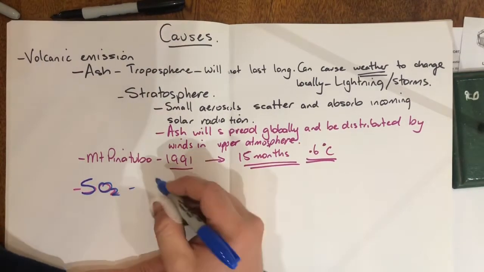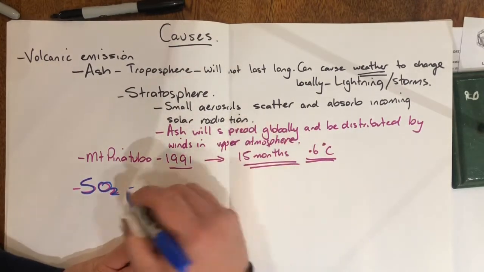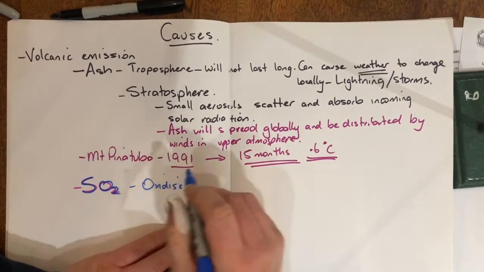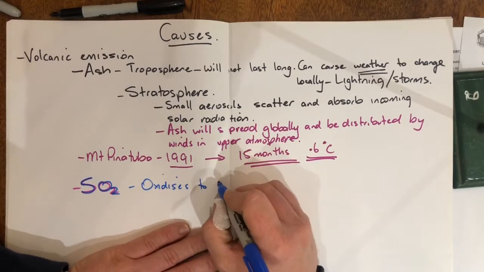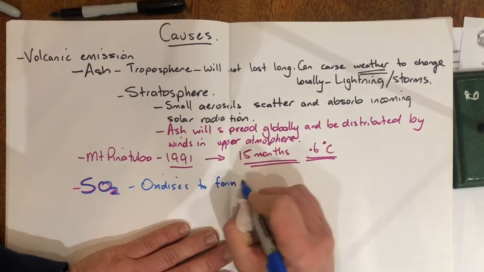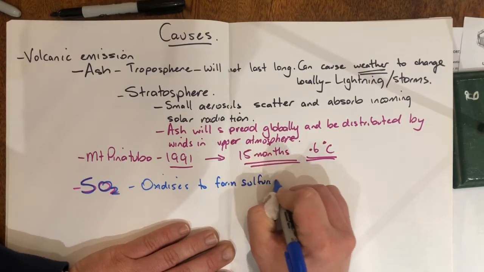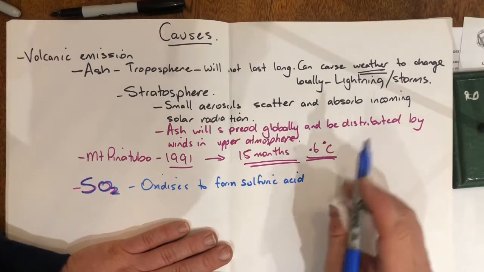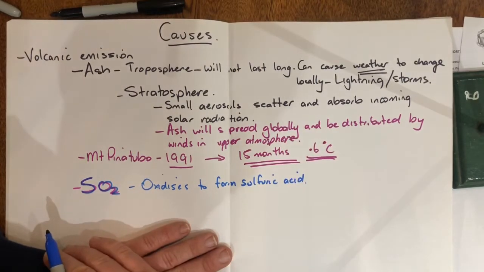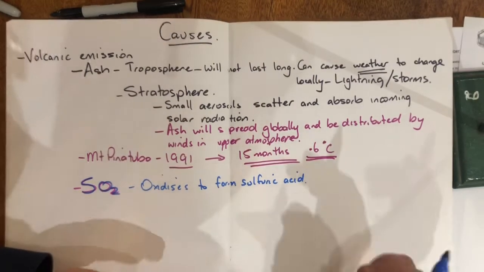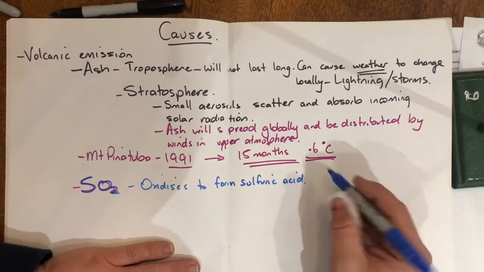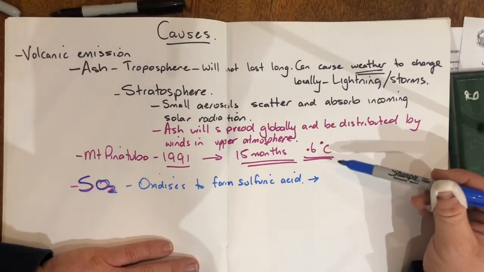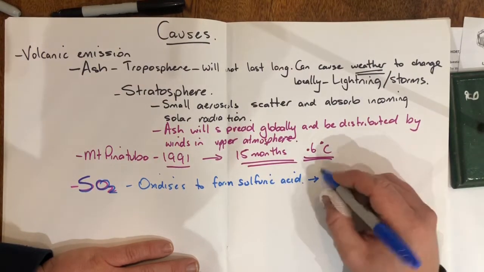All right, sulfur dioxide, once in the atmosphere, it oxidizes to form sulfuric acid. Now, we're not going to go through the full chemistry of that, but during that process, more insolation is absorbed and cooled.